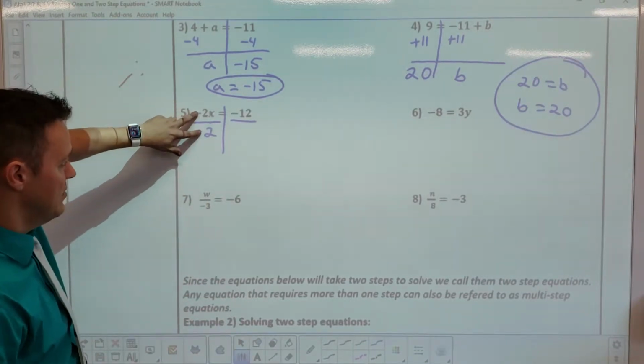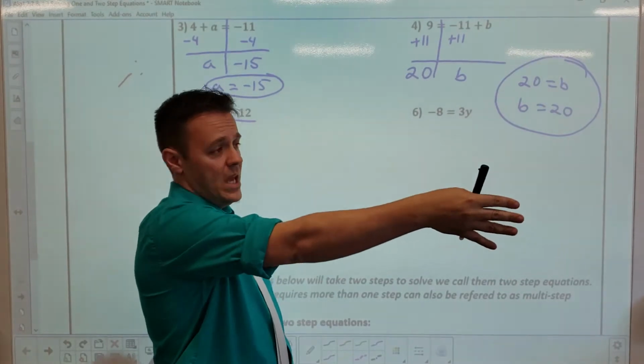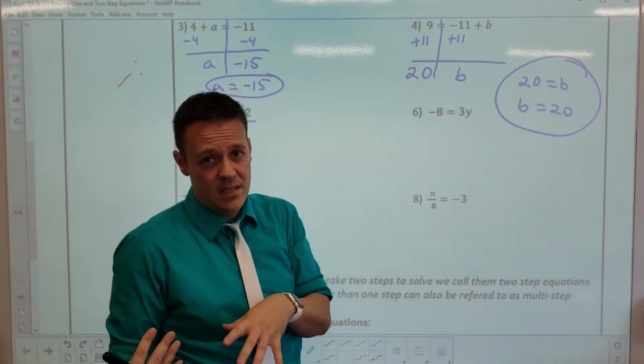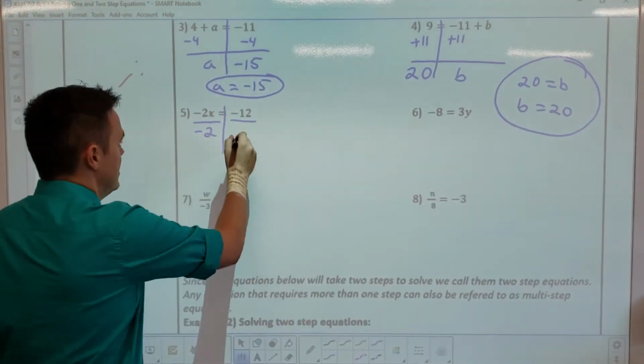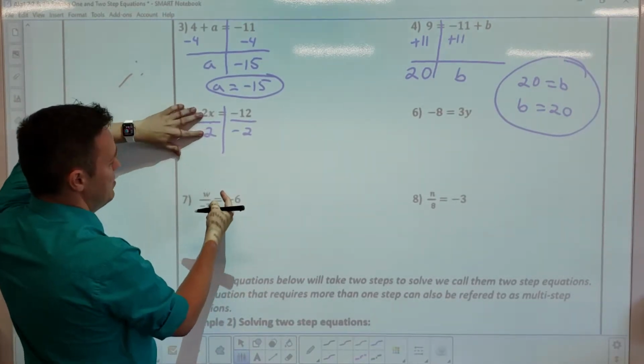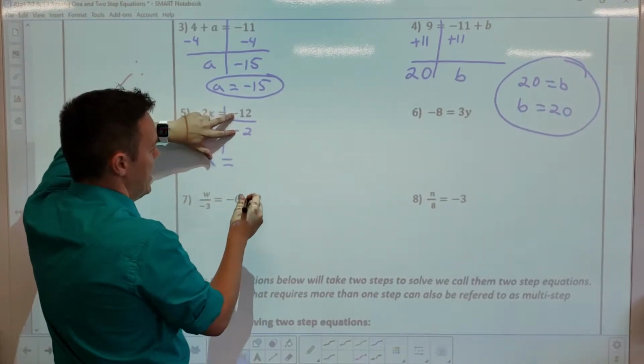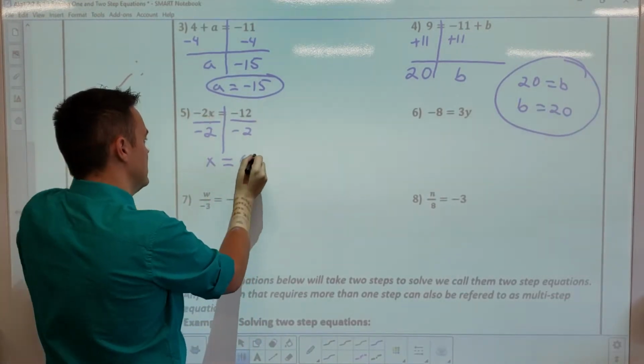Whenever you see a negative in front of any variable, ladies and gentlemen, take the negativity with you. Don't leave negativity behind in this case. Take it with you. Divide both sides by negative 2. This cancels out because negative 2 divided by negative 2 is 1, so x equals, and negative divided by negative is positive, 12 divided by 2 is 6.